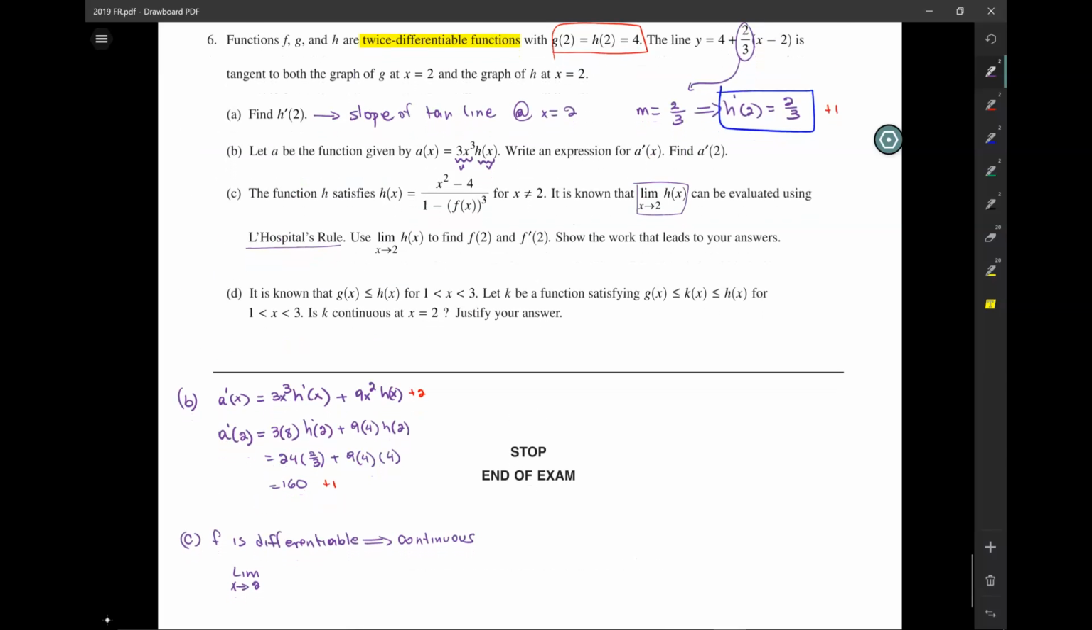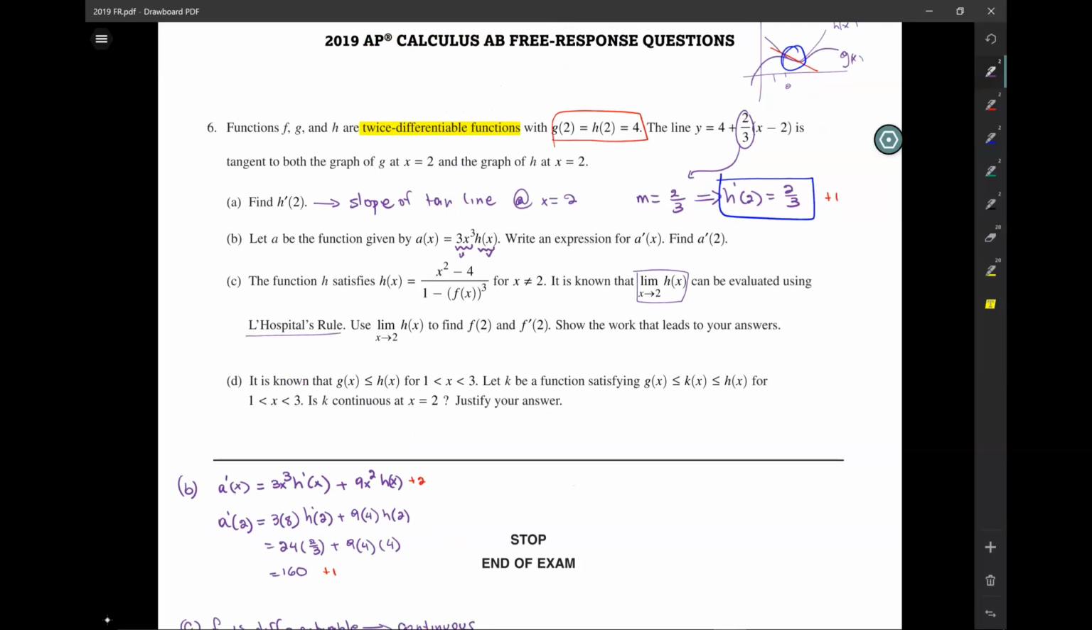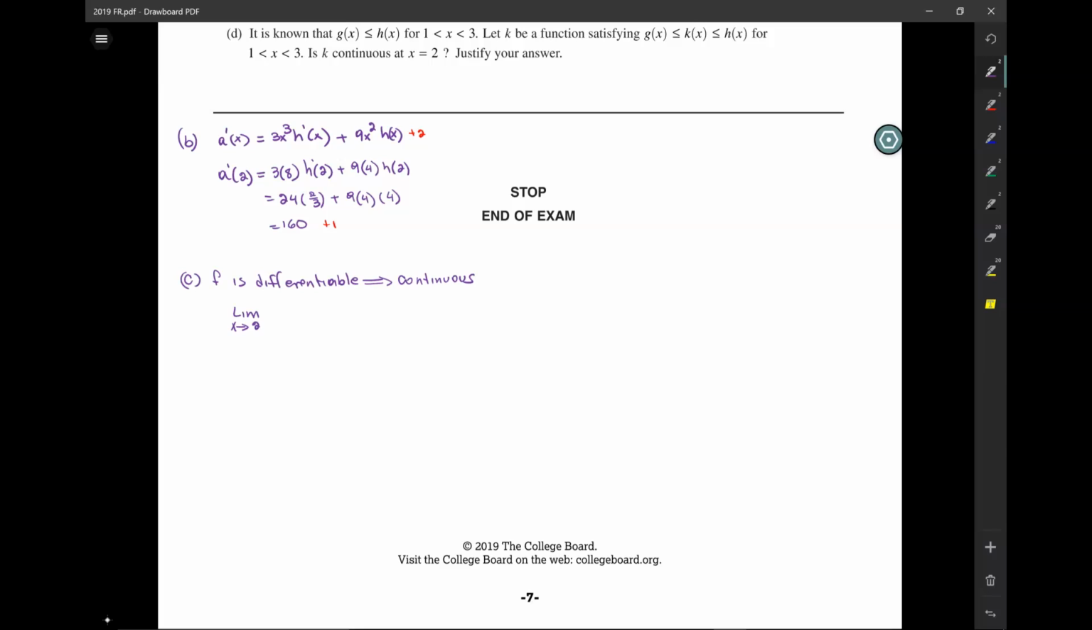So here, look at what I have. I have f of x, and when I take a derivative, I get f prime of x. I know that both f of x and f prime of x are differentiable, so they're both continuous. That means the limit as x approaches 2 of f of x is equal to f of 2. The limit as x approaches 2 of f prime of x is also equal to f prime of 2. That's what continuous means: the limit at a value is equal to its value at that point.